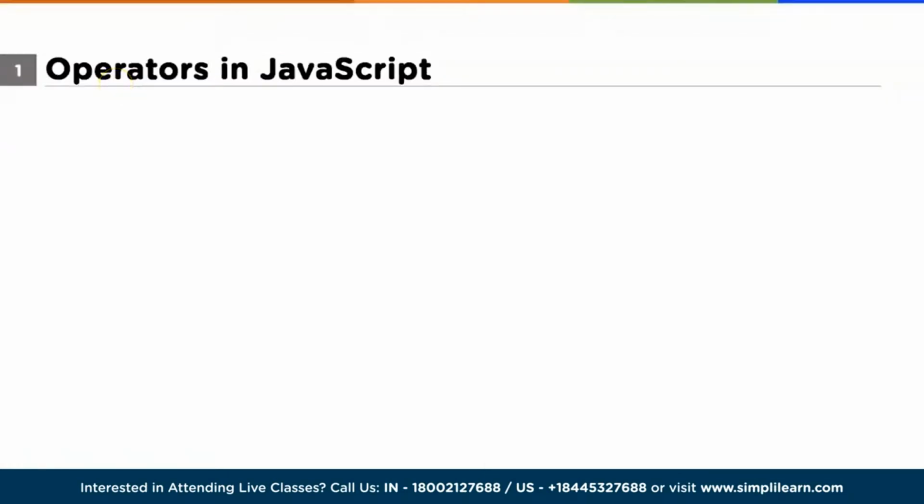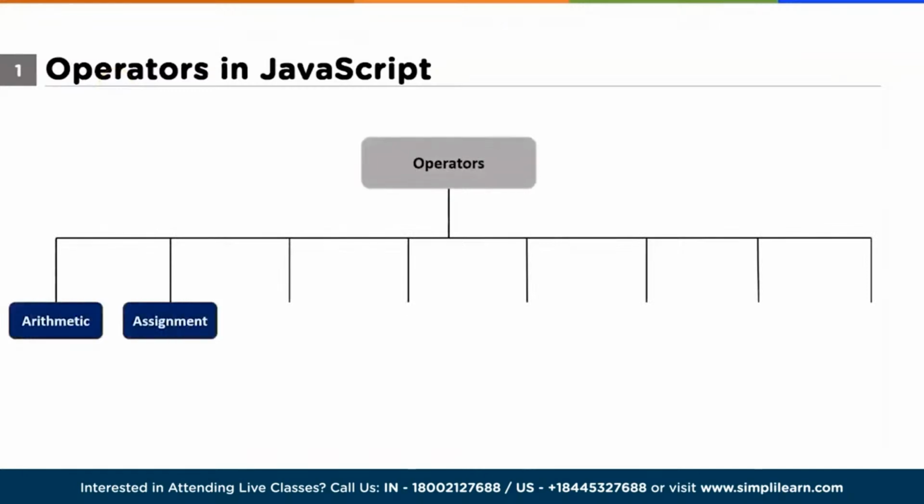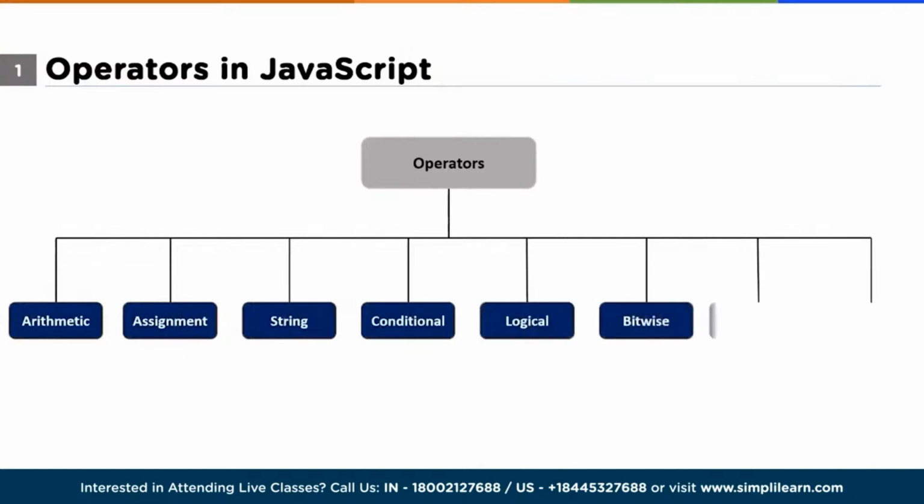In JavaScript there are basically 8 categories into which operators are divided: arithmetic, assignment, string, conditional, logical, bitwise, comparison, and type of operator. We'll discuss the first 3 types in this video, that is, the arithmetic, assignment, and string operators. The rest we'll talk about in the following video.